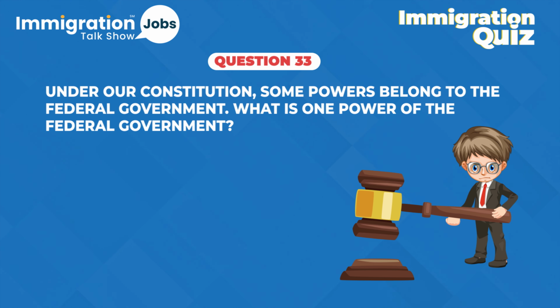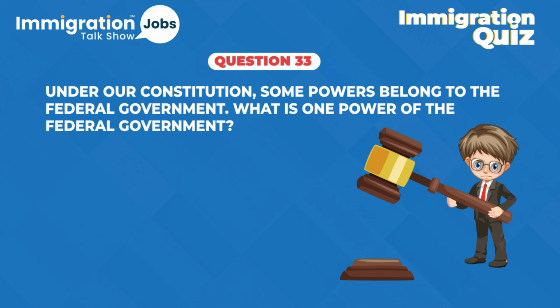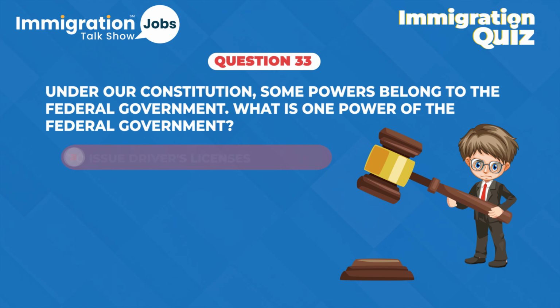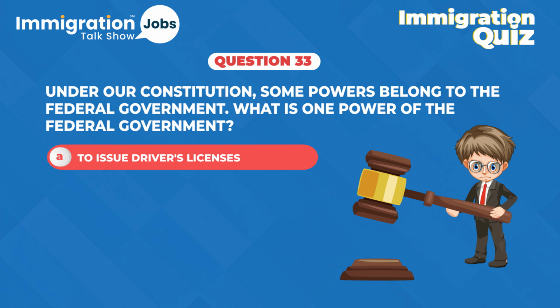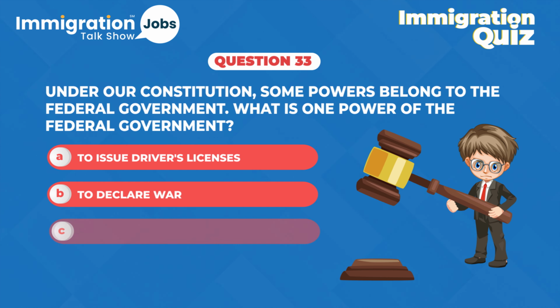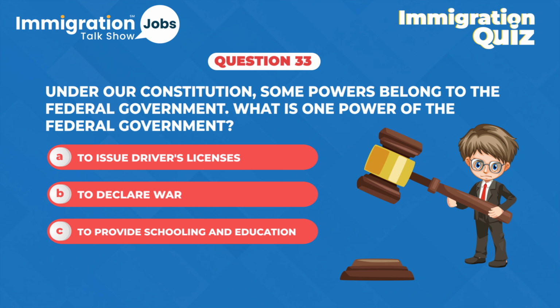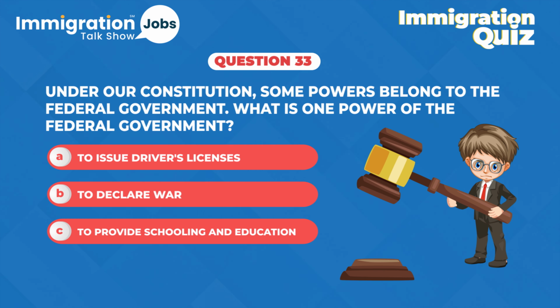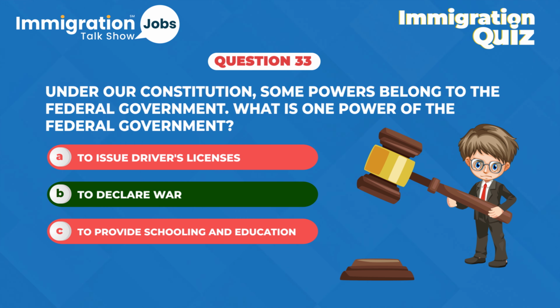Under our constitution, some powers belong to the federal government. What is one power of the federal government? Option A, to issue driver's license. Option B, to declare war. Or option C, to provide schooling and education. And the correct answer is option B, to declare war.